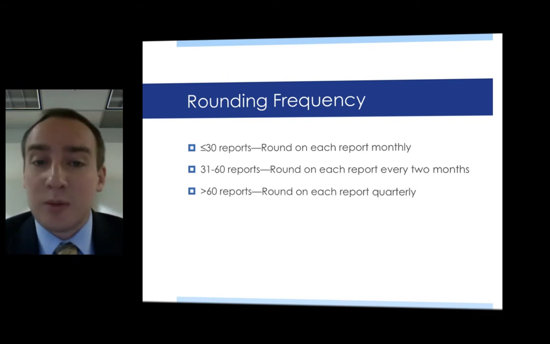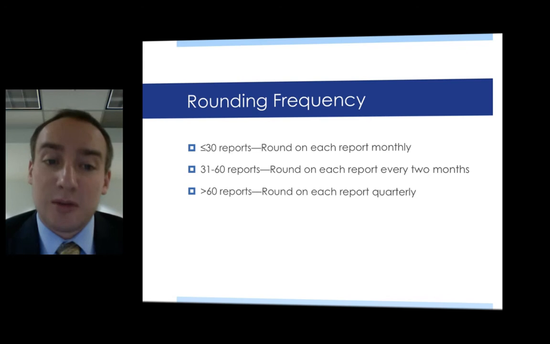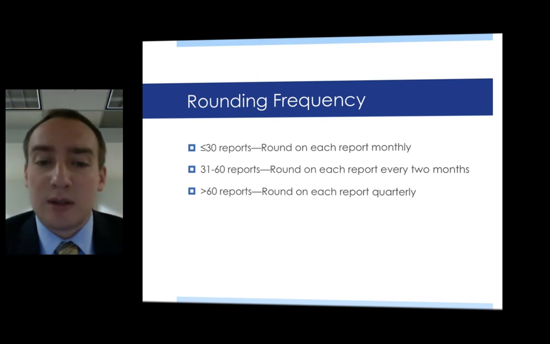For 31 to 60 reports, round on them every 2 months. Same way, if you have 60 reports, you would do 60 rounds in those 2 months, and for greater than 60 reports, you round on those individuals quarterly. So you have these goals, and a new piece of the accountability framework that we're working on is integrating these goals into the validation matrix, which we'll get to in a minute.